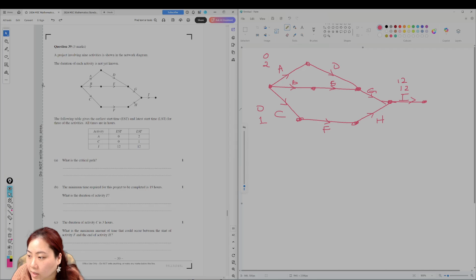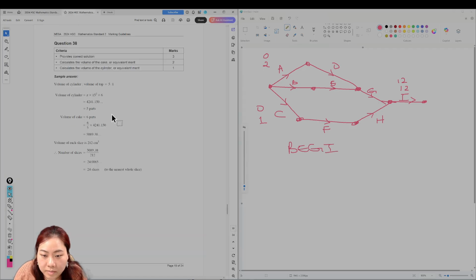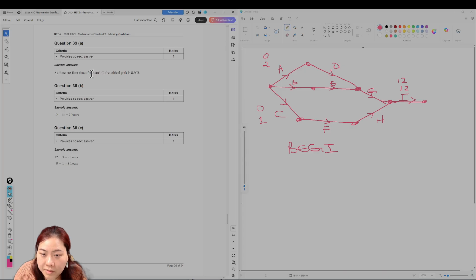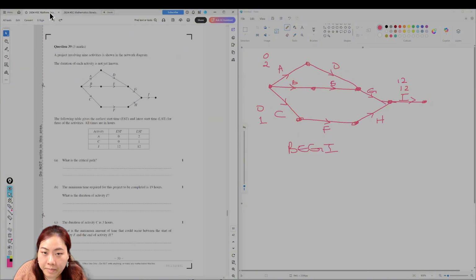It has to be the middle, because the critical path cannot have any lag time. It can't start later. So I'm guessing it's not A, because it can wait for 2 hours before it starts, which means it's not critical. Same with C, it can wait for an hour before it starts, therefore it's not critical. Therefore, B, E, G, I is the critical path. Let's check. As there are float times for A and C, the critical path is B, E, G, I.